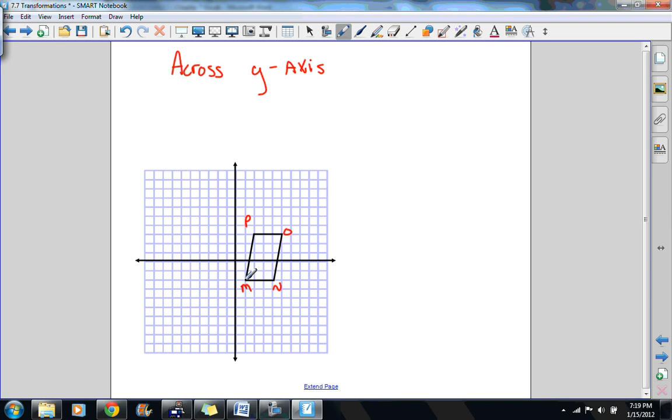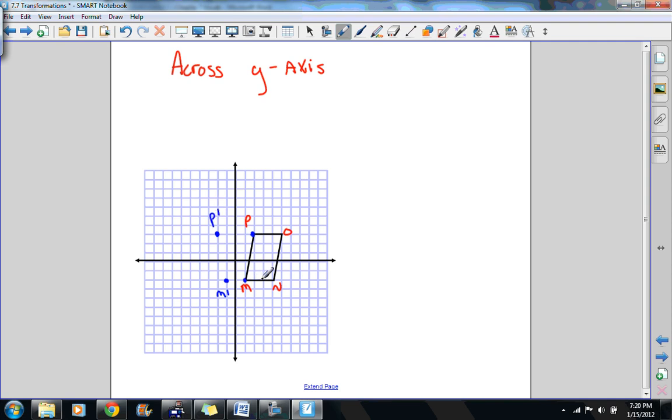So if I take the point M and I'm going to flip it over the y-axis, it's like it's jumping over it. It was 1 to the right before, now it's going to be 1 to the left. Okay, and we'll call this M prime. So it jumped over. Where the point P was 2 to the right before, now it's going to jump over and end up here at P prime.